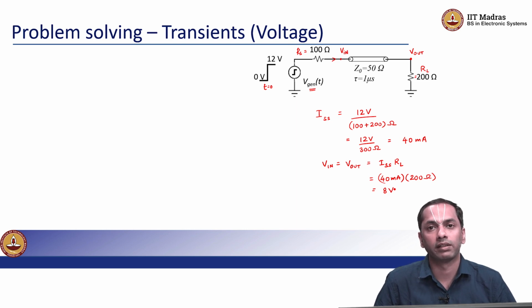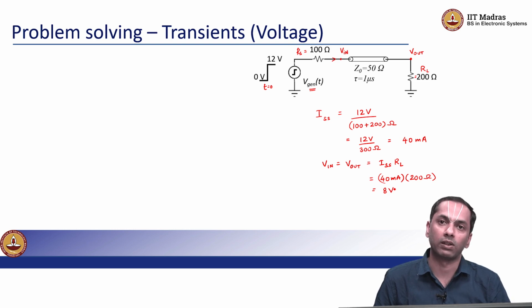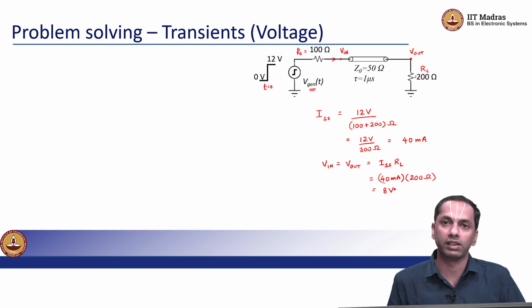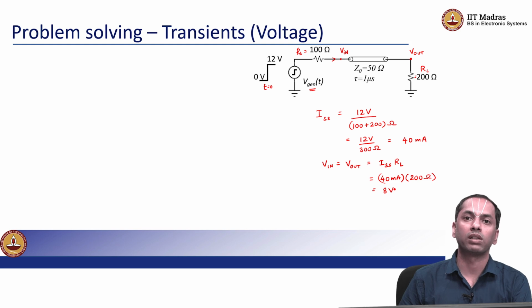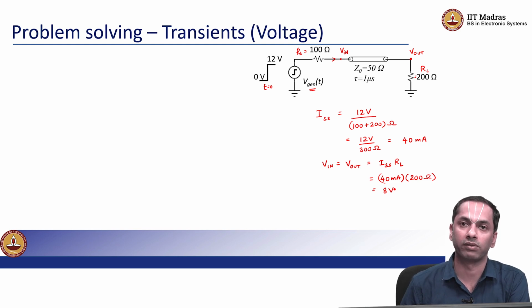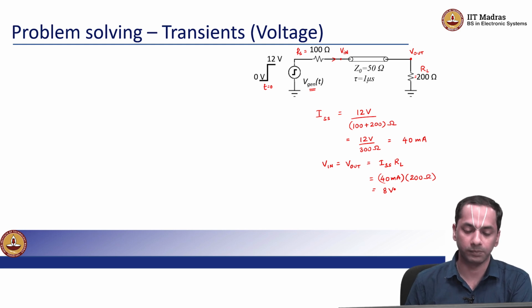And in that case, there will be a significant delay between the time that you turned on the generator to go from 0 to 12 volts and the time that you measure 8 volts at the input or the output of the transmission line. So, this is what we called transient behavior. So, we are going to now derive what the transient voltages V in and V out look like for this particular case.